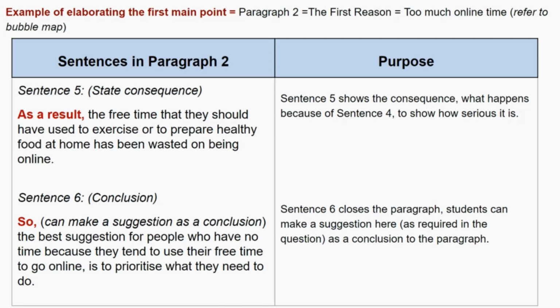Sentence 6, the last sentence. Here, we can use this sentence to make a suggestion. So, the best suggestion for people who have no time because they tend to use their free time to go online is to prioritize what they need to do. Purpose of sentence 6: it closes the paragraph. Students can make a suggestion here because it is required by the question.